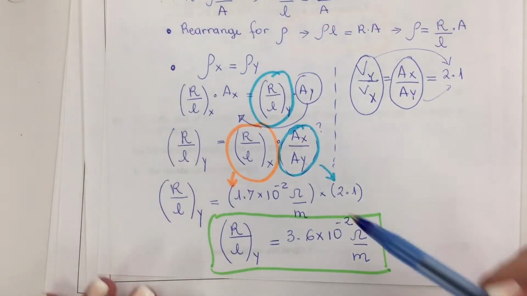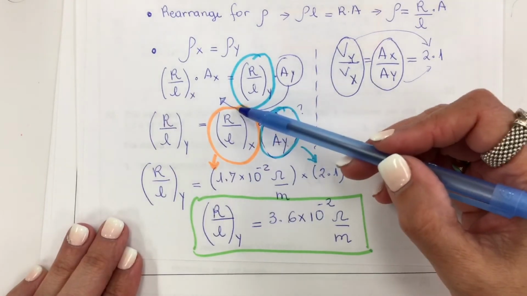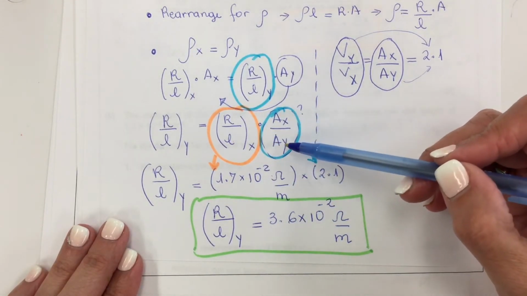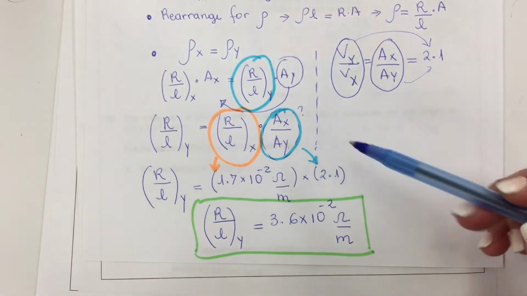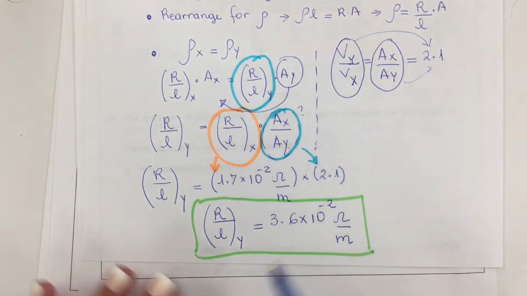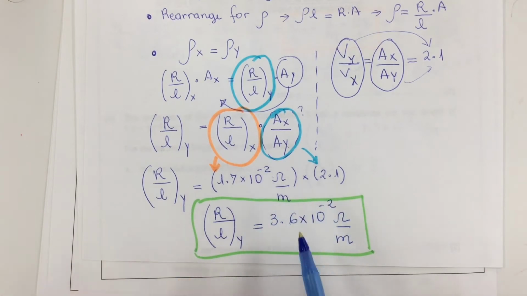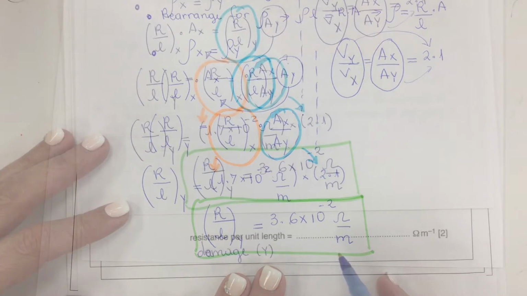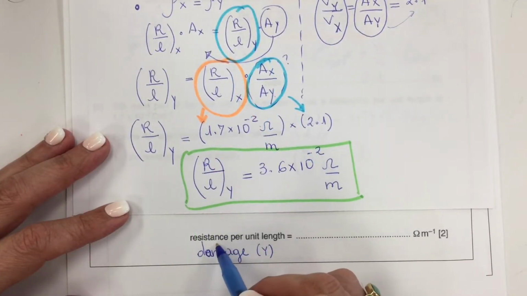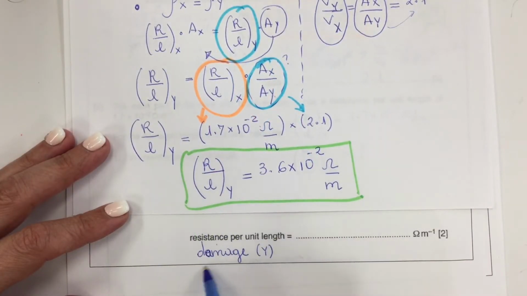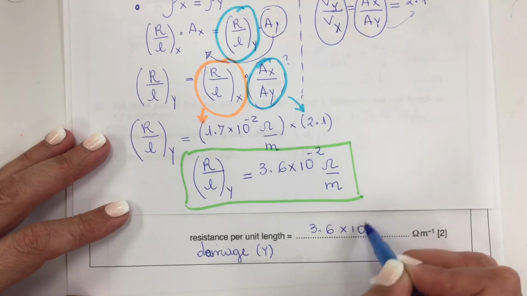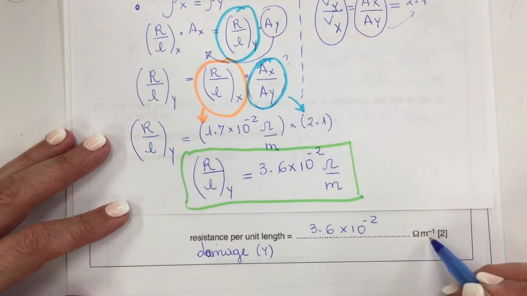Okay, so now I have the value of R over L that was given, and Ax over Ay that we calculated prior, 2.1, and when I multiply both, I have 3.6 times 10 to the negative 2 ohms per meter. So to answer this question, the resistance per unit length for the damaged section, which is Y, is 3.6 times 10 to the negative 2 ohms per meter.